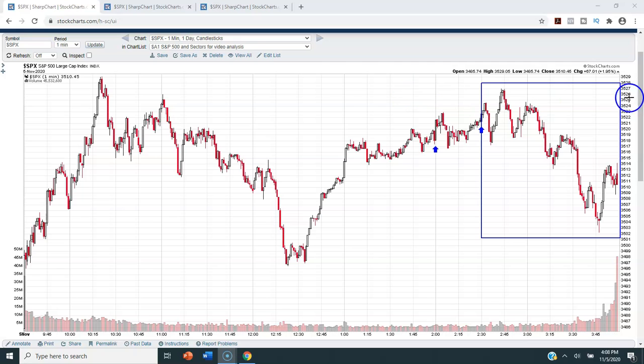Today, the S&P 500 was up 1.95%, and we closed at 3510.45.